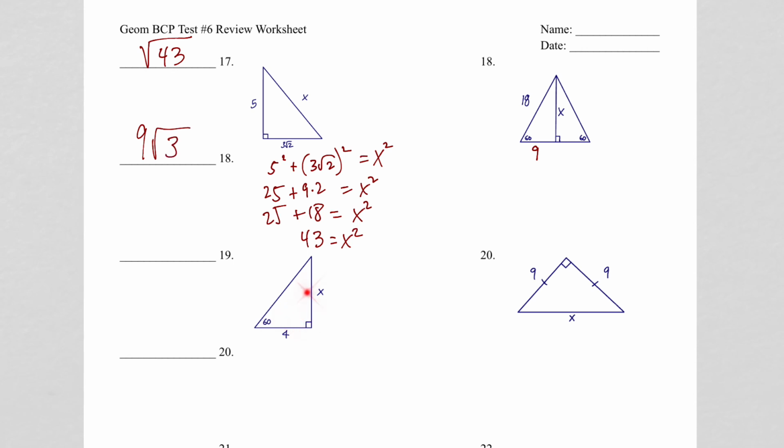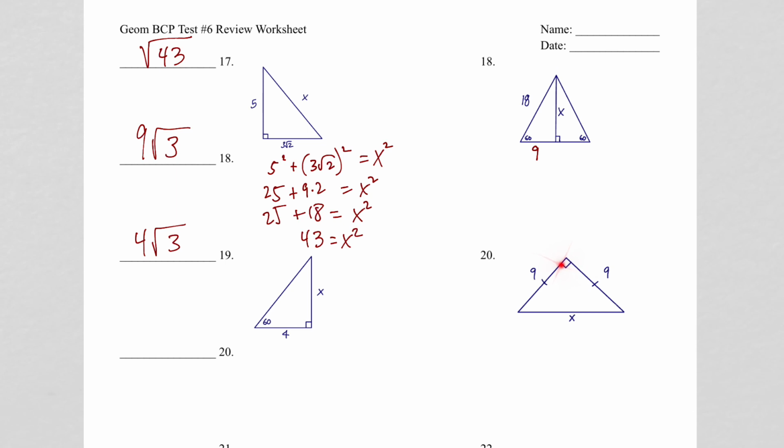Okay, here this is obviously a 30, 60, 90 triangle. For the legs, the shorter side is always the side touching the 60. So this side touching the 30 is the longer leg. So x is equal to this times root 3. So x is 4 root 3.